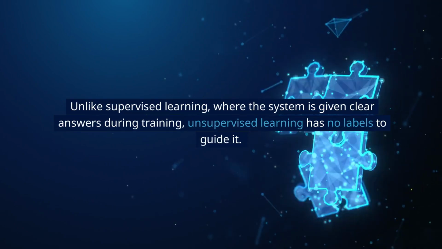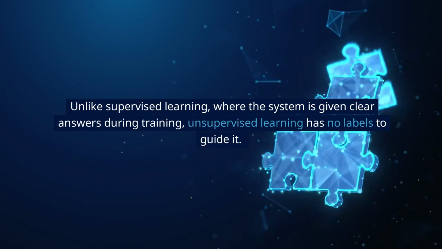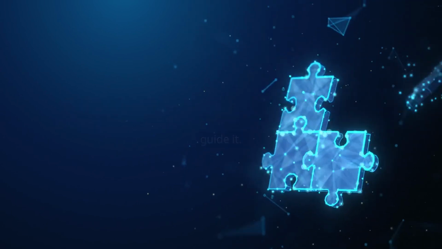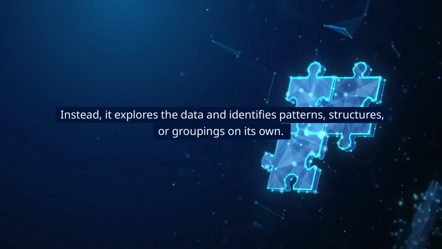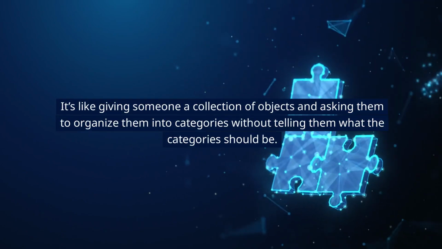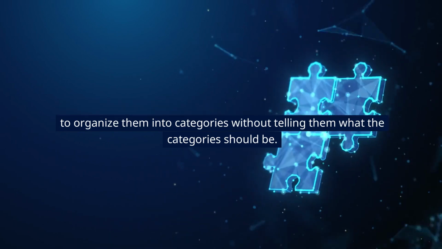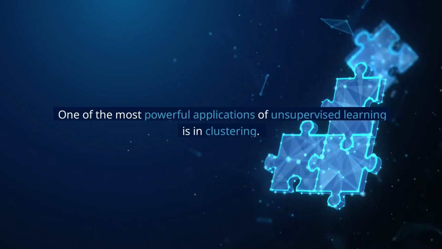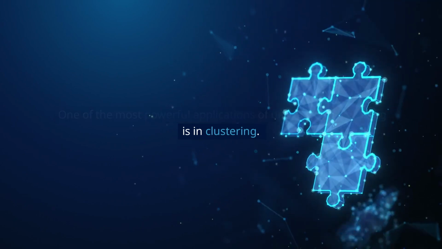Now let's shift gears to unsupervised learning, which operates in a much more open-ended way. Unlike supervised learning, where the system is given clear answers during training, unsupervised learning has no labels to guide it. Instead, it explores the data and identifies patterns, structures, or groupings on its own. It's like giving someone a collection of objects and asking them to organize them into categories without telling them what the categories should be.